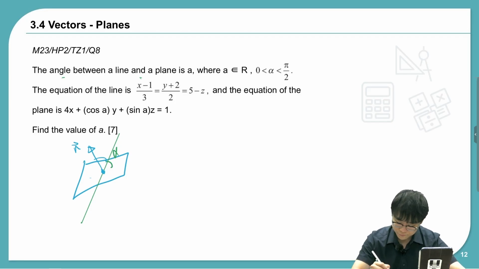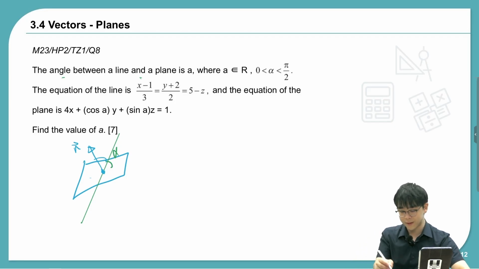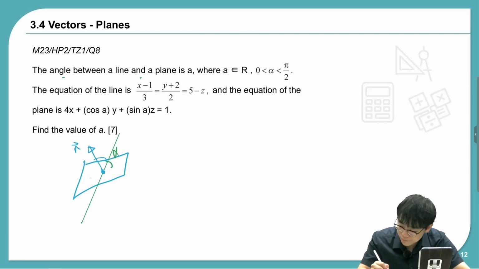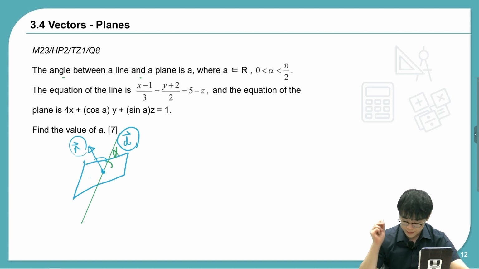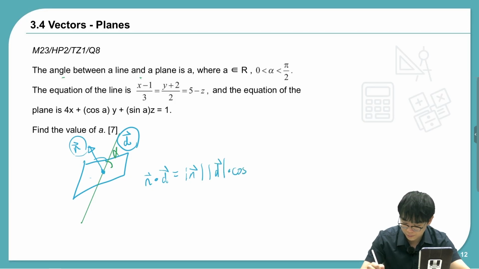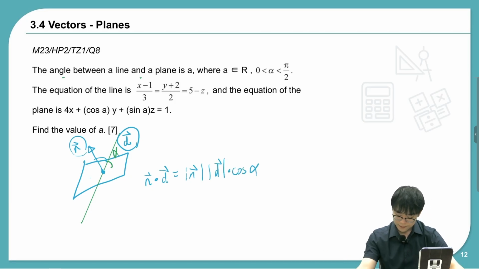So let's try to find the direction vector of this line first. So if you say this line has a direction vector of d and the plane has a normal vector of n, then what we're going for is the dot product formula, because if you have n dot product d, that's going to be equal to the modulus of n times modulus of d times cosine of alpha, right?